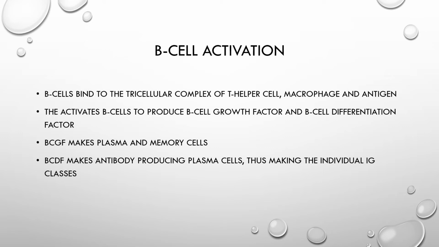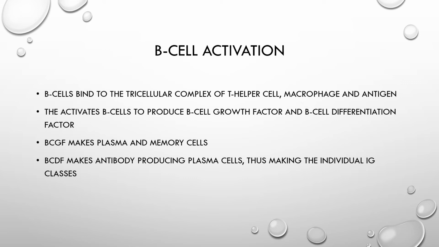Step 3 in the formation of antibody is B cell activation, and here we see B lymphocytes play a role in an immune response. Once T helper cells are sensitized, B cells bind to T helper cells and the macrophage and the antigen. This is called a tricellular complex of T helper cells, macrophage, and antigen.